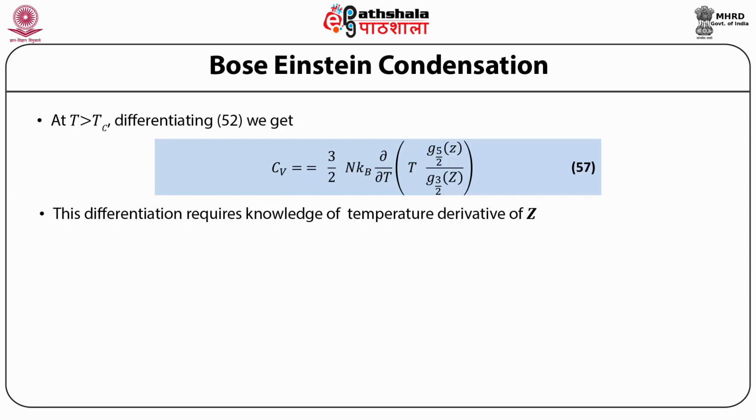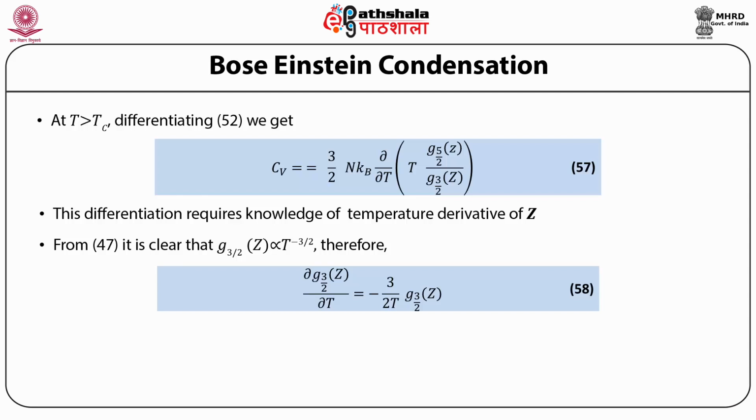This differentiation requires knowledge of the temperature derivative of Z. From 47, it is clear that the Bose integral of order 3/2 is proportional to T raised to the power minus 3/2. Therefore, the partial derivative of the Bose integral of order 3/2 with respect to temperature is equal to minus 3/2T multiplied by the Bose integral of order 3/2.